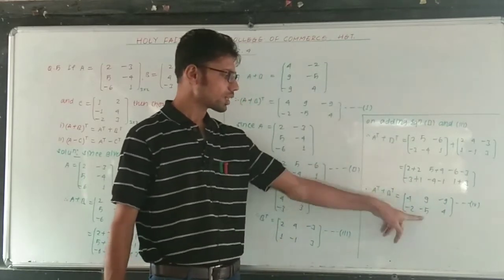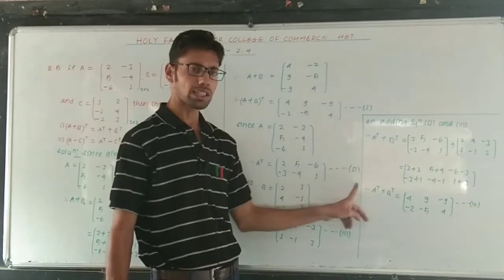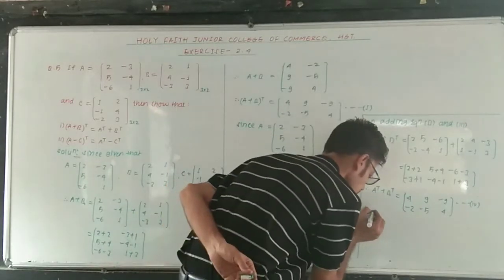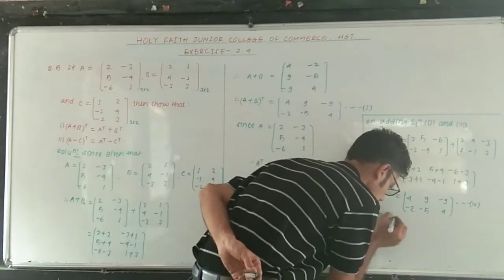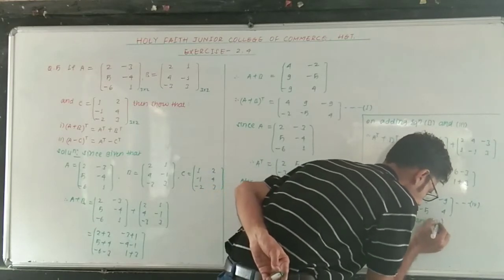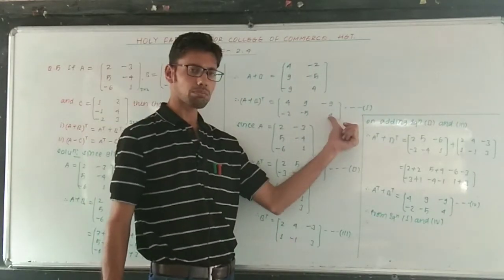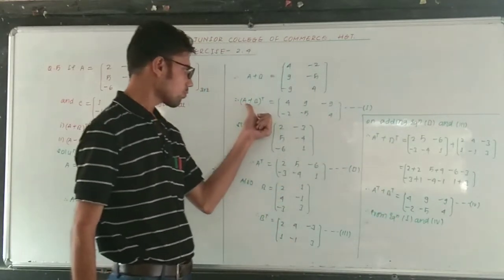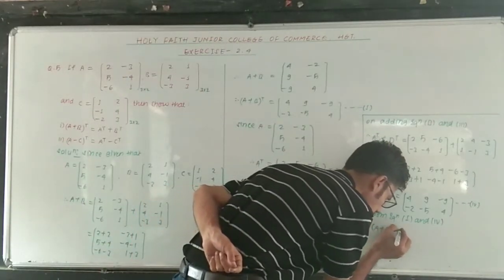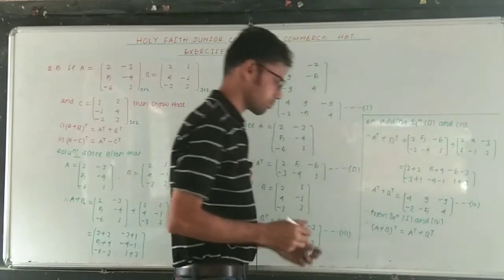RHS of both the equations are the same, and if RHS of both the equations are the same, then we can equate the LHS. From equation 1 and 4. What is the LHS of that equation? A plus B whole power t is equal to A power t plus B power t.